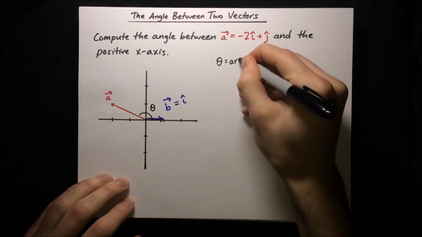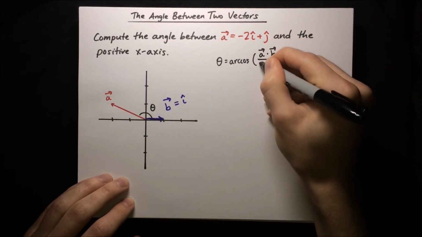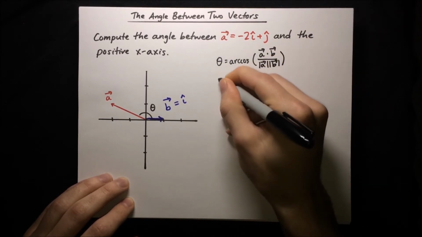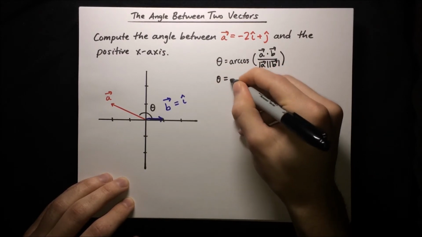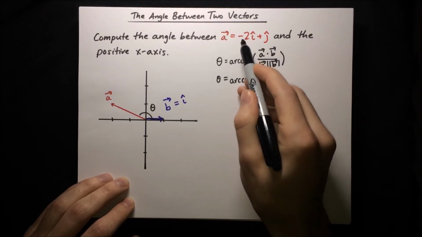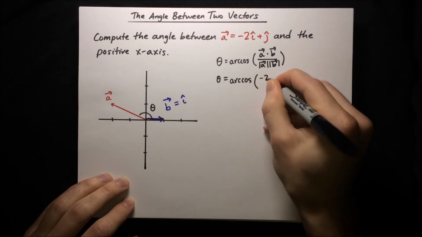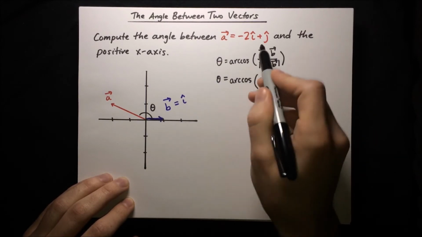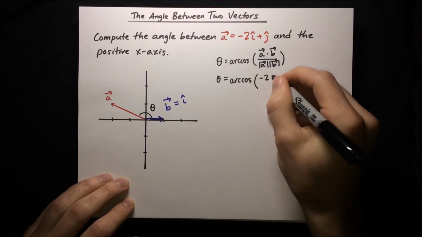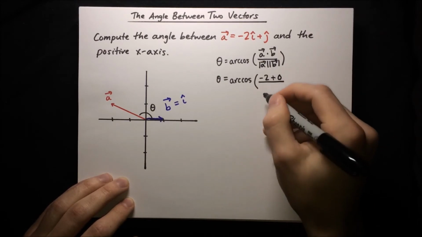Theta is just arc cosine of a dot b over magnitude of a times magnitude of b. And we can just go ahead and plug and chug like we did in the previous example. So arc cosine a dot b, well, that's negative 2 dot 1 in the i component, so negative 2 times 1, so just negative 2. And then in the j component, we have 1 times, well, there's no j component here, so that's just 0. So 1 times 0 is just 0.